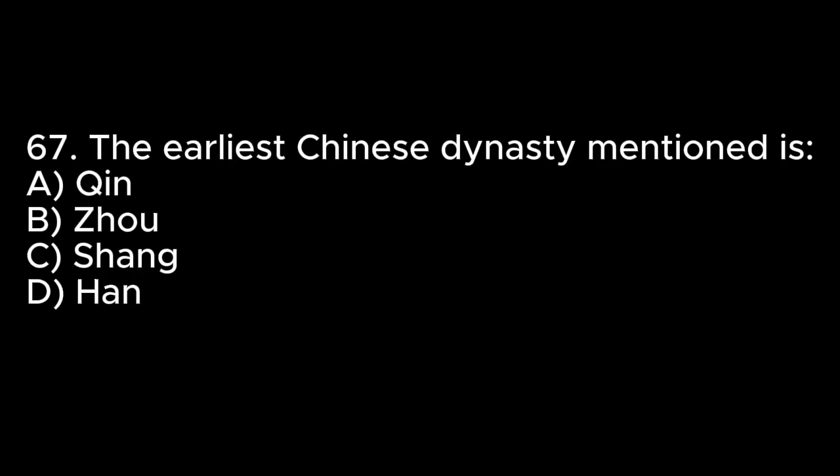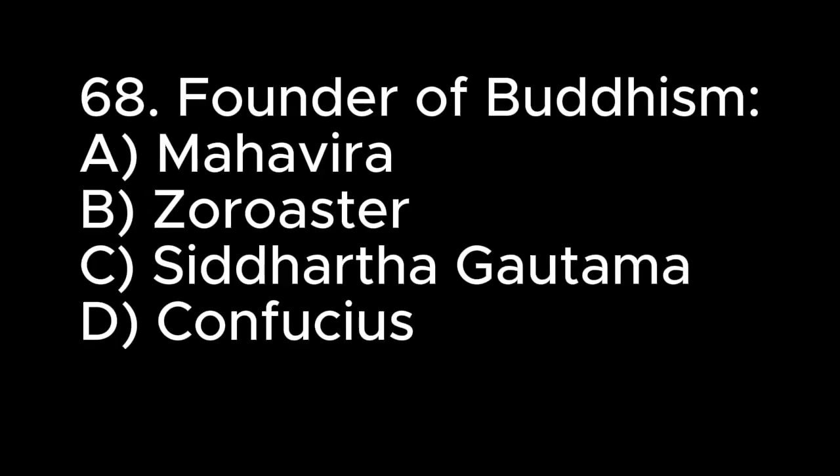67. The earliest Chinese dynasty mentioned is A. Qin. B. Zhou. C. Shang. D. Han. Answer: C. Shang is the earliest recorded dynasty. 68. Founder of Buddhism. A. Mahavira. B. Zoroaster. C. Siddhartha Gautama. D. Confucius. Answer: C. Buddhism was founded by Siddhartha.